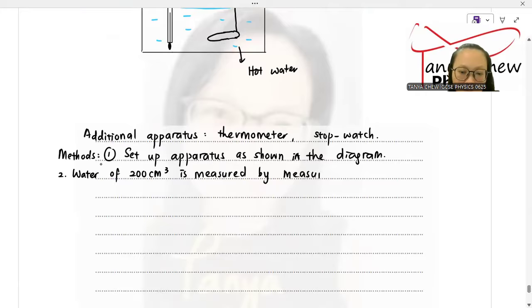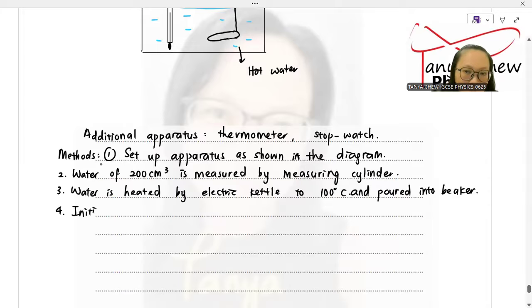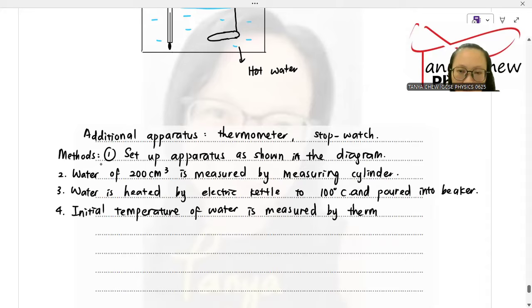by measuring cylinder. And then third, water is heated by electric kettle to 100 degrees Celsius until it boils, and then pour into beaker. Done. And then the initial temperature of the water. Temperature of water is measured by thermometer.